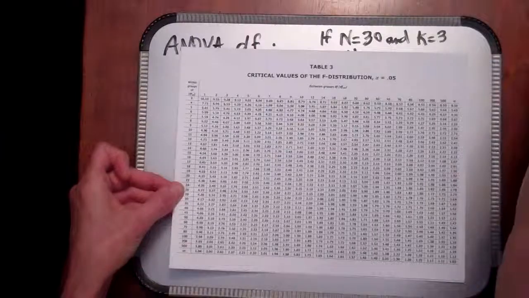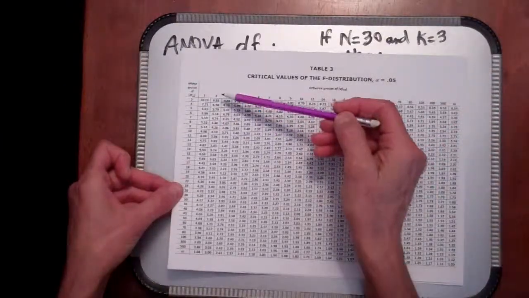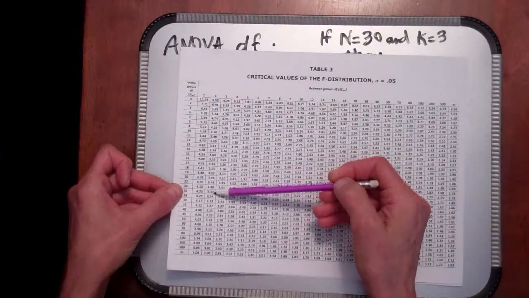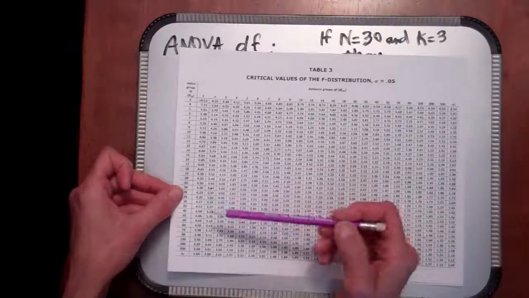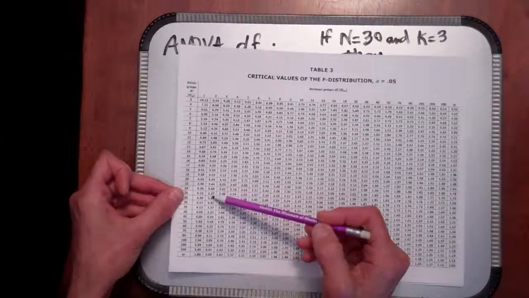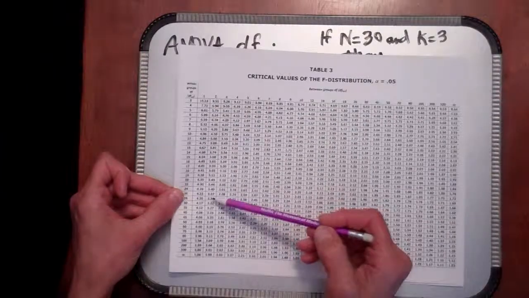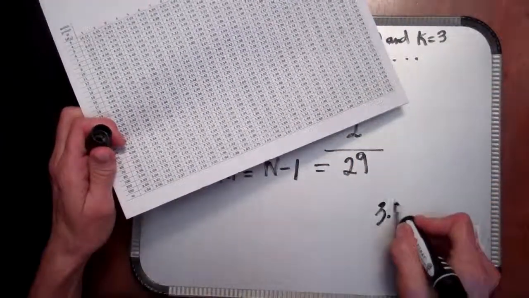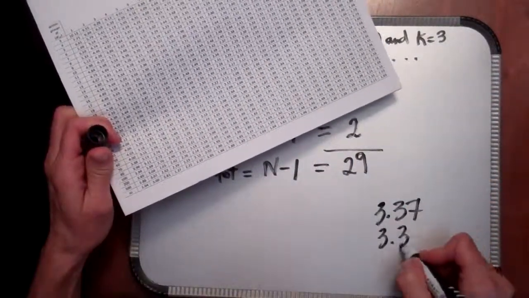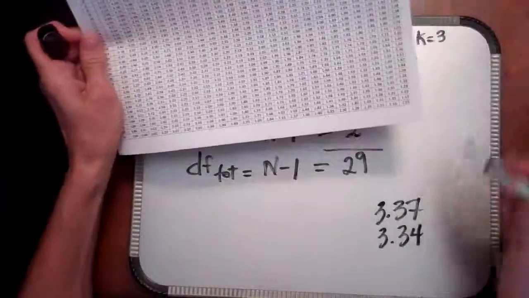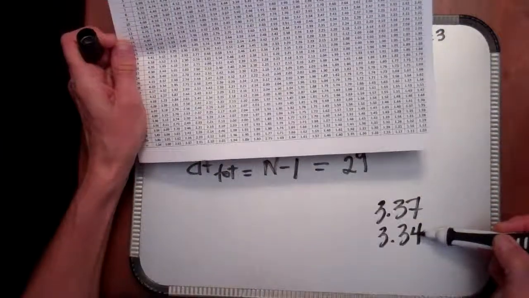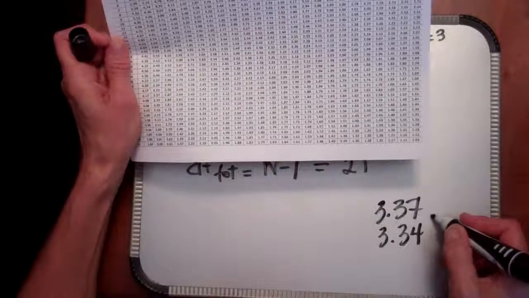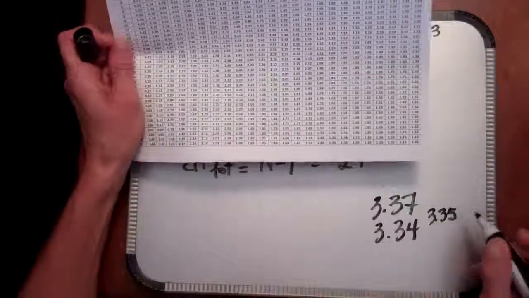So go to the column for 2. Here, degrees of freedom between is 2. Go down to the row equivalent to degrees of freedom within, which is 27. And you'll see that our critical value will fall someplace between 3.37 and 3.34. Right? Okay, and so equidistant between these two marks, we see that we have 4, 5, 6, right? So the exact value here would be 3.35, if you want to say that.